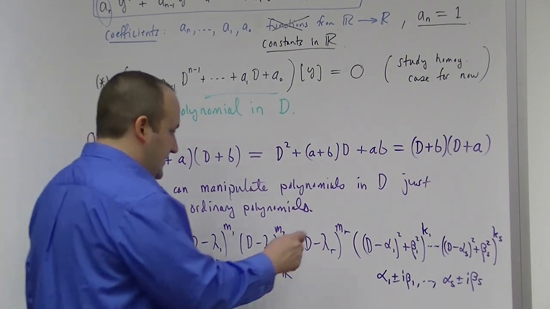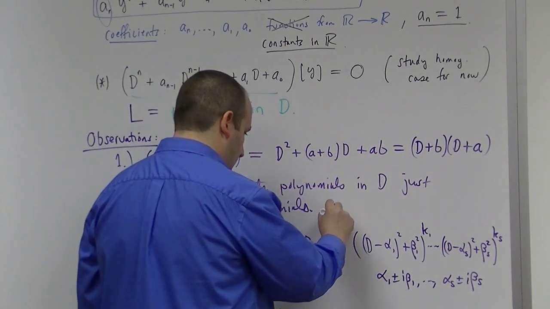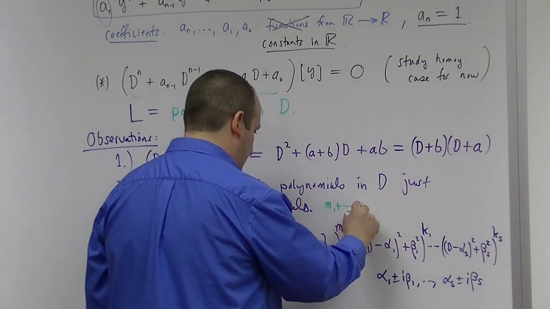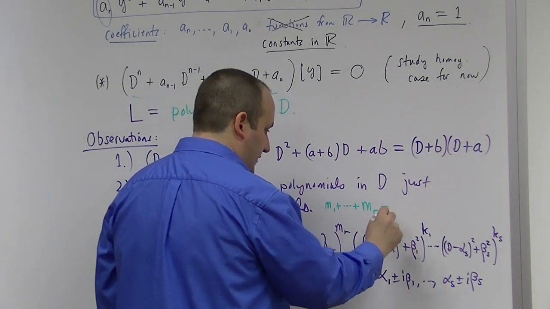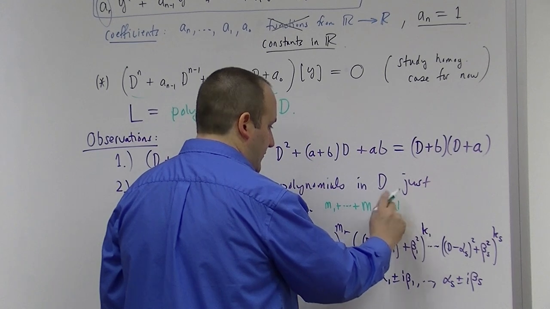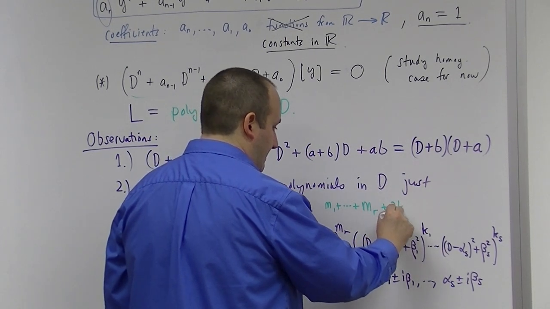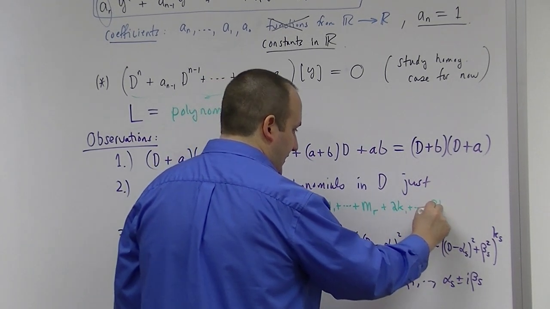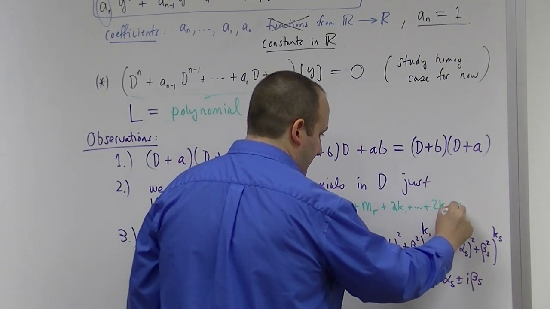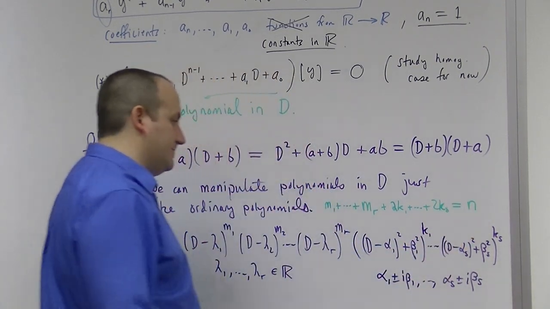But this much we can say: M1 plus and so on plus M sub R plus 2K1 plus and so on plus 2KS, what's that equal to? That's equal to n. That has to be n.